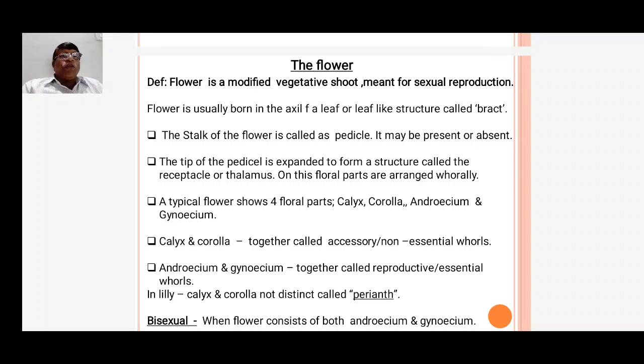The stalk of the flower is called pedicel. The tip of the pedicel or the apex of the pedicel is expanded into a dome-shaped structure or flattened structure called receptacle or thalamus. On this thalamus, the floral parts are arranged whorled, sometimes spirally.